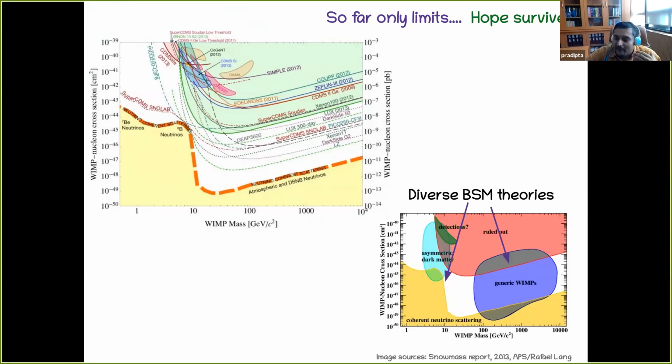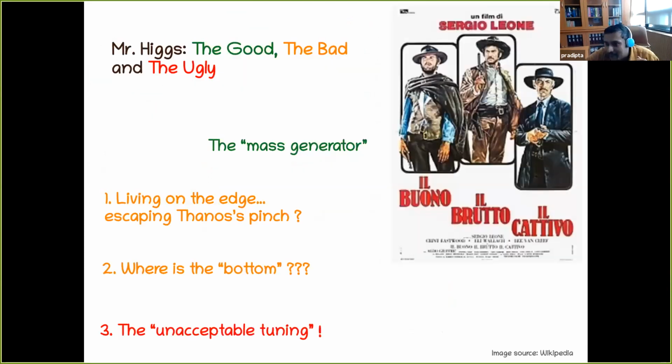Rather, I will now discuss some things which are really important, but are not coming from the experimental side; rather, they are coming from the theoretical side. That is actually Mr. Higgs. So now we are going to see three different faces of Mr. Higgs: the good, the bad, and the ugly. The good thing is definitely that Mr. Higgs is the mass generator.